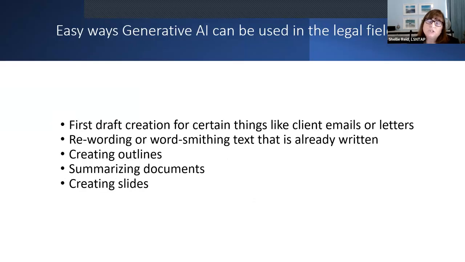So AI is being used in the legal industry for tasks such as document review, contract analysis, litigation prediction, and legal research. AI is really good at first draft creation for certain things like client emails and letters. And with good prompts, you can produce material that is a good start, but it always needs the human touch to come after. AI is really good at rewording things or making them more readable to the average user. And it can also almost be thought of as a turbocharged thesaurus.